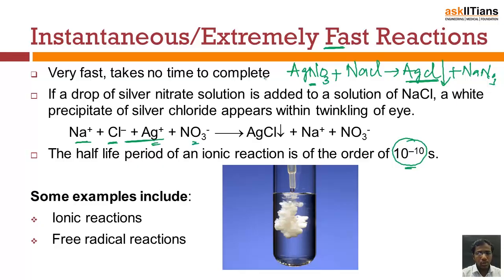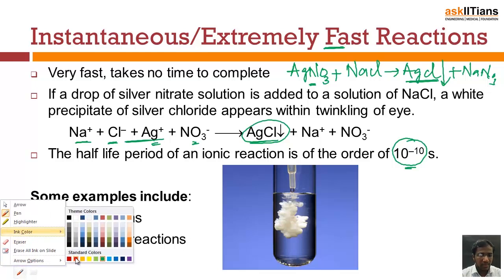So as soon as you add these two solutions, you will get the white precipitate of AgCl, that is silver chloride, almost instantaneously. So this is a reaction which is occurring at a very fast rate. So why is this reaction occurring at a very fast rate?